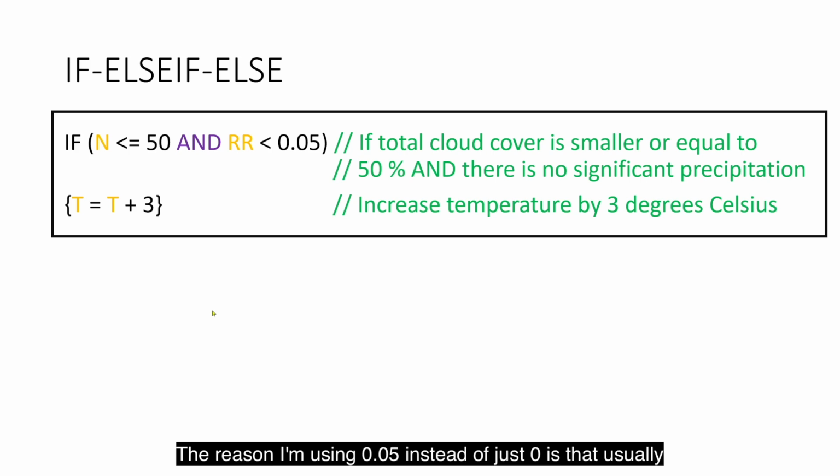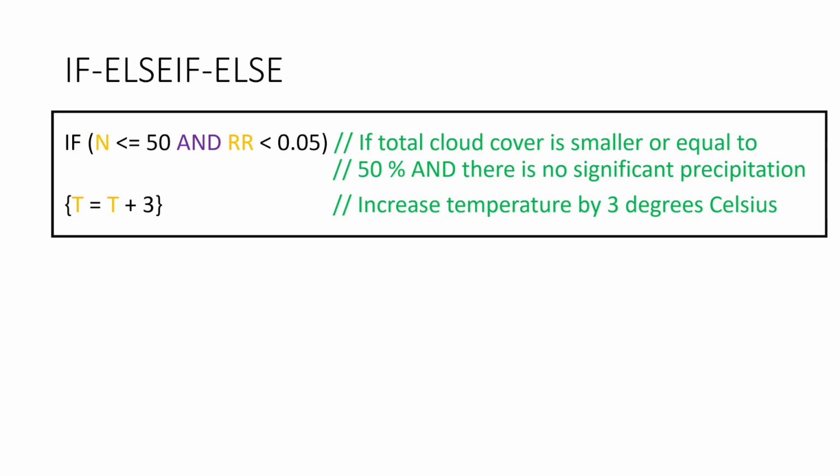The reason I'm using 0.05 instead of just 0 is that usually very small amounts of precipitation do not matter. So it's small enough for me to think that that is no significant precipitation, and hence it's a good limit for my condition. But we can scale up.